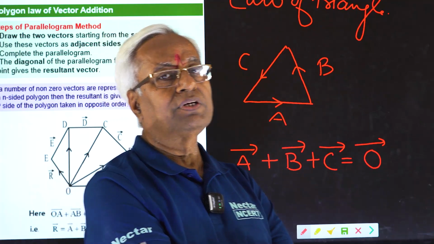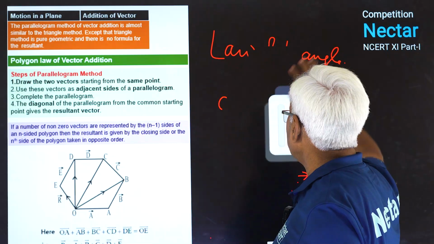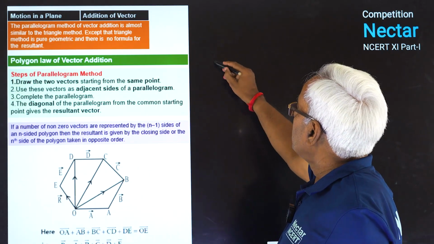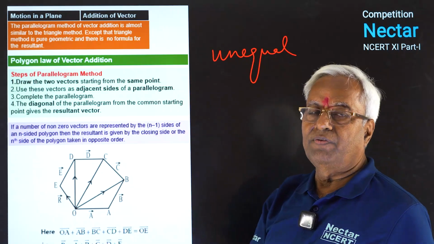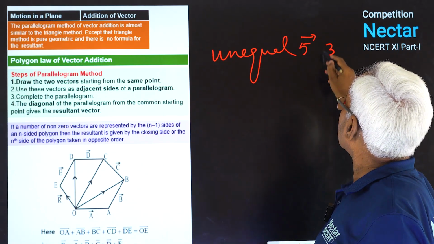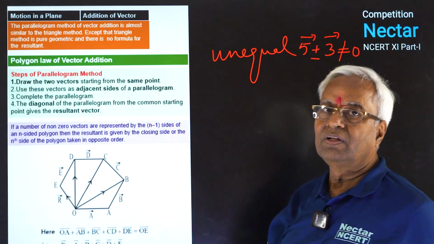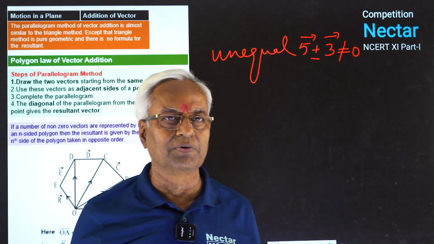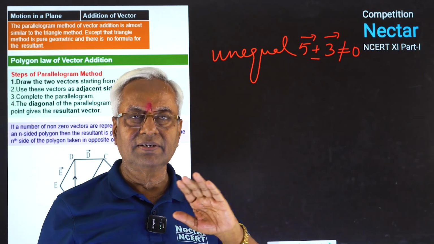Finally, some important things to be remembered. Throughout, you need to remember these 3 points. First, two unequal vectors, say visually 5 and 3. 5 plus 3 is never going to be 0. 5 minus 3 is never going to be 0. So you can say two unequal vectors can never give the resultant 0.